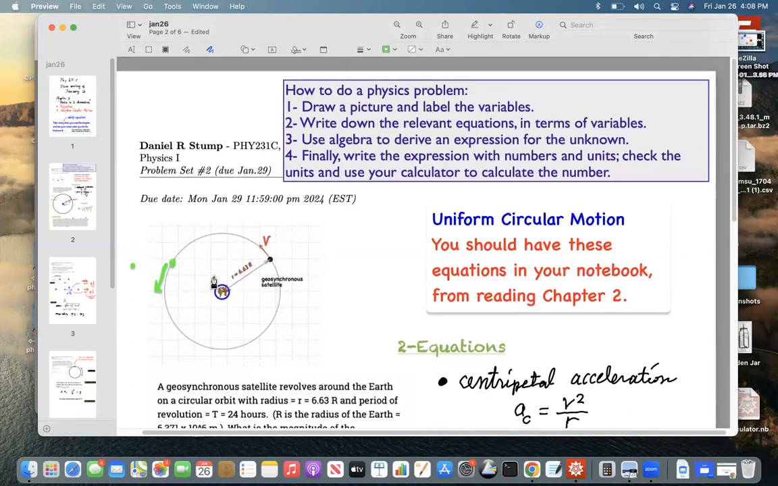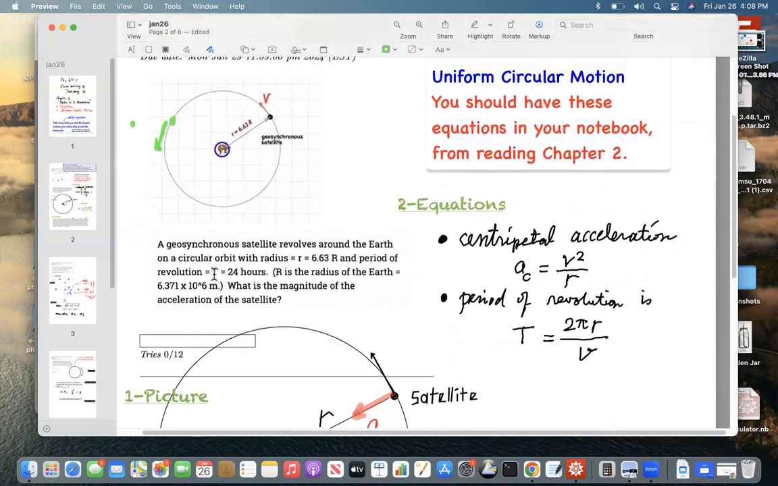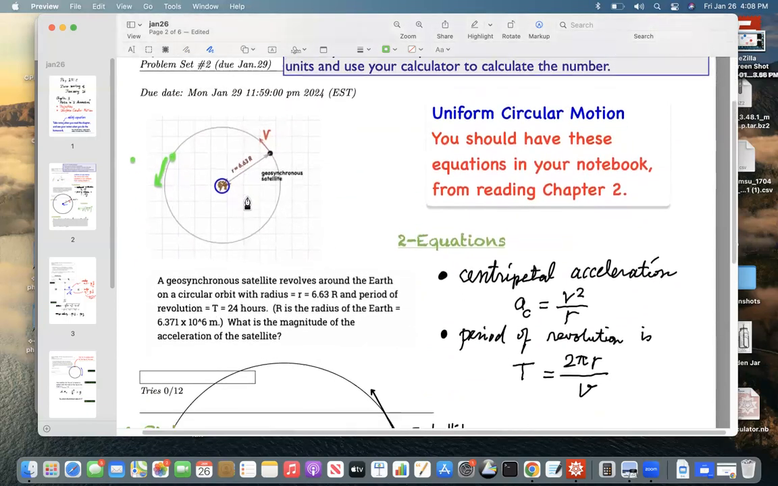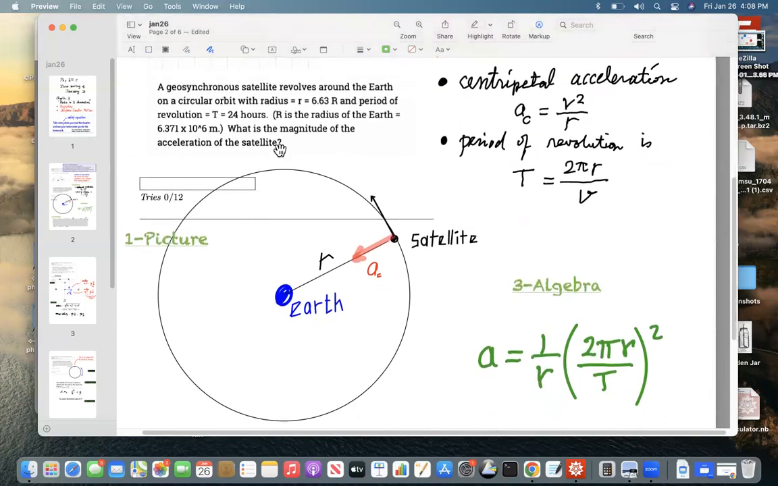And let's apply it to this problem. So first we need a picture. Well, we already have a picture, but let's draw a better picture. So here's the picture. There's the Earth. There's the satellite revolving around the Earth on a circle. The radius of the circle is r, little r. That's given in terms of the radius of the Earth. That's another variable.